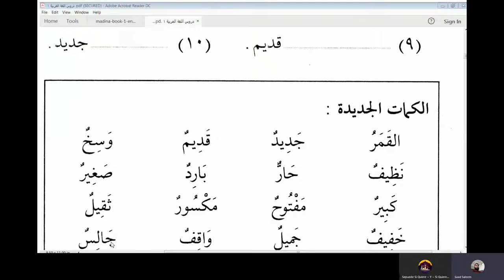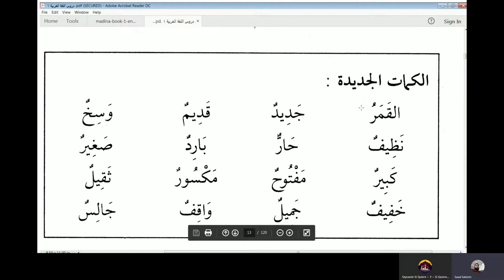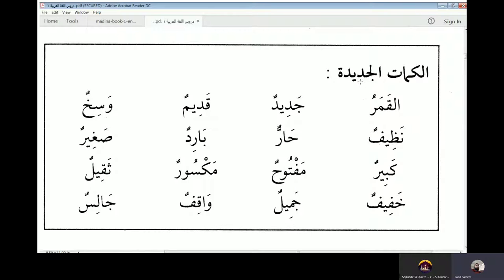Today we'll start from the book Duroos al-Lughah al-Arabiyyah, page number 13 on the PDF. Al-Kalimat al-Jadidah, new words. So read this word.